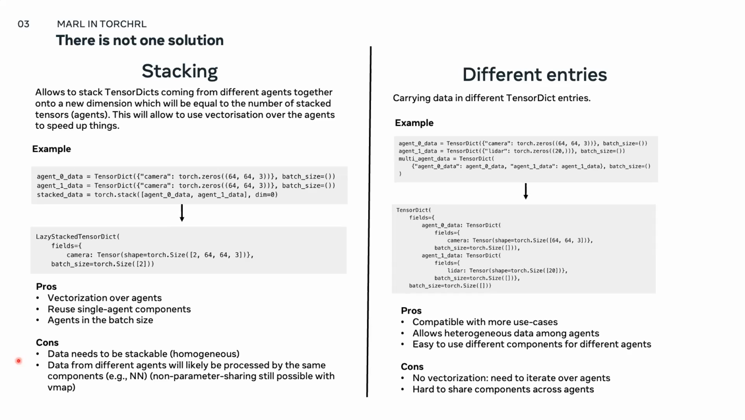And the pros of this is that it's compatible with more use cases, because it doesn't have any constraints. It allows heterogeneity among the data of the agents. And it's easy to use different components for different agents, because now I can map the camera key in this TensorDict to this neural network, and I map the LiDAR to another one. And I keep them separate because they require different preprocessing, for example. The cons is that we don't have vectorization anymore. So we need to iterate over the agents when we want to process their data. And it's harder to share components across the agents.